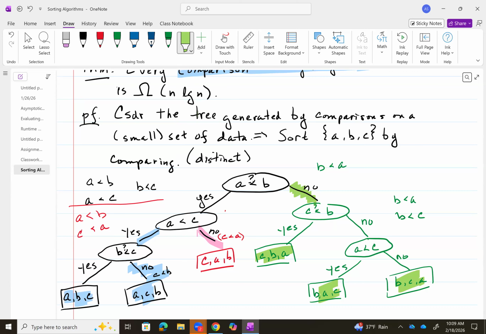Yeah, you see all six permutations, right? We know there's 3 factorial ways of arranging those elements, or six, so I compared every element against every other element, and I see all six possible outcomes.